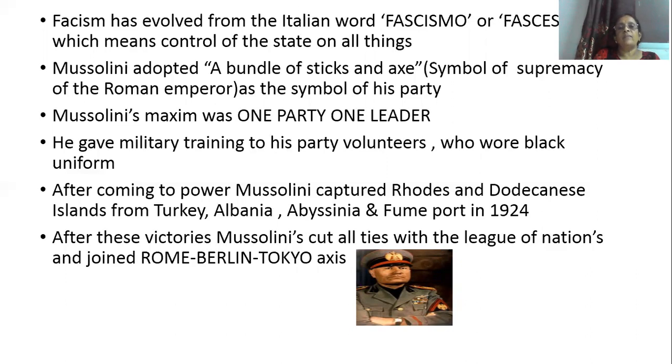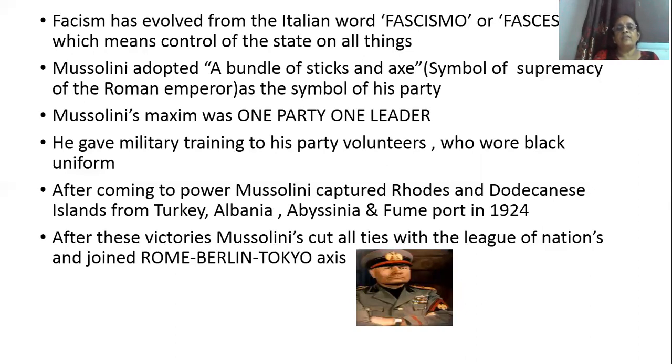And he gave military training to the members of this party, and they wore a black uniform. After coming into power, he had captured, means he had taken by force, Rhodes and the Dodecanese Islands from Turkey, then Albania, Abyssinia, and the Fiume port in 1924.